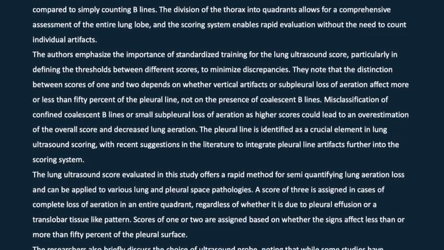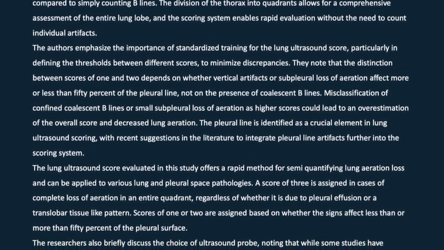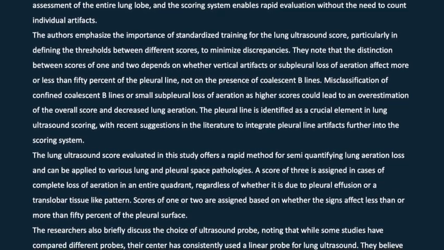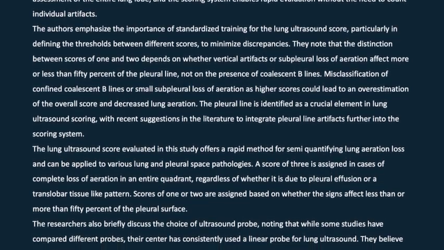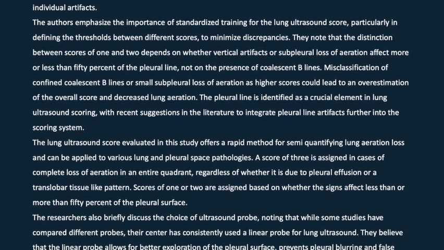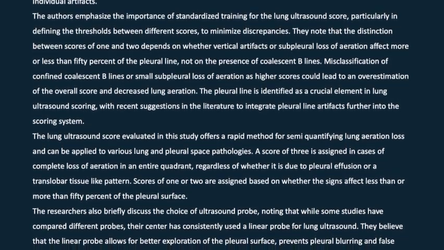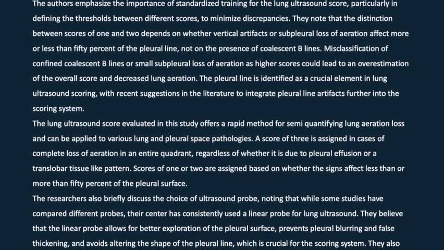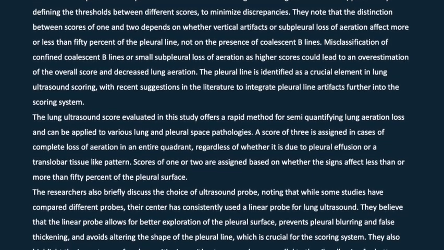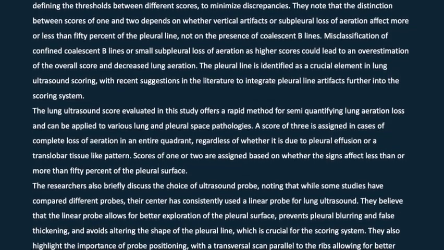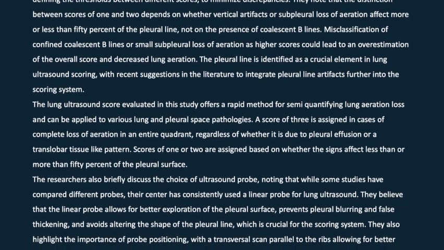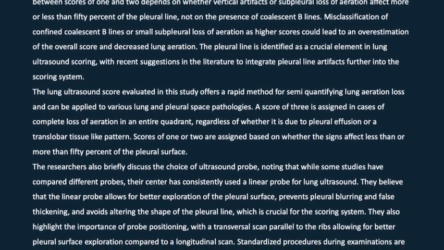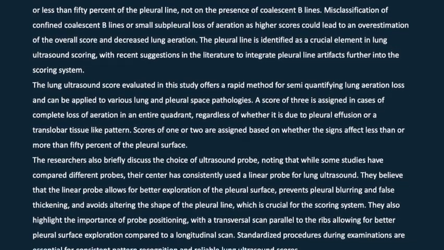The pleural line is identified as a crucial element in lung ultrasound scoring, with recent suggestions in the literature to integrate pleural line artifacts further into the scoring system. The lung ultrasound score evaluated in this study offers a rapid method for quantifying lung aeration loss and can be applied to various lung and pleural space pathologies. A score of 3 is assigned in cases of complete loss of aeration in an entire quadrant, regardless of whether it is due to pleural effusion or a translobar tissue-like pattern. Scores of 1 or 2 are assigned based on whether the signs affect less than or more than 50% of the pleural surface.